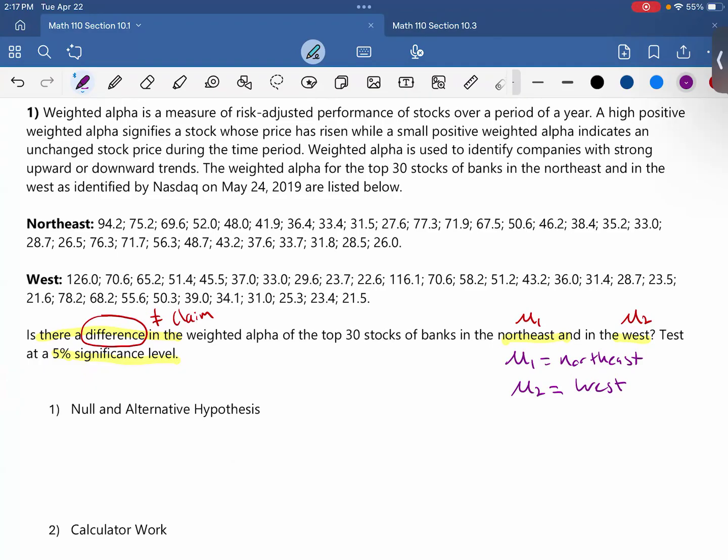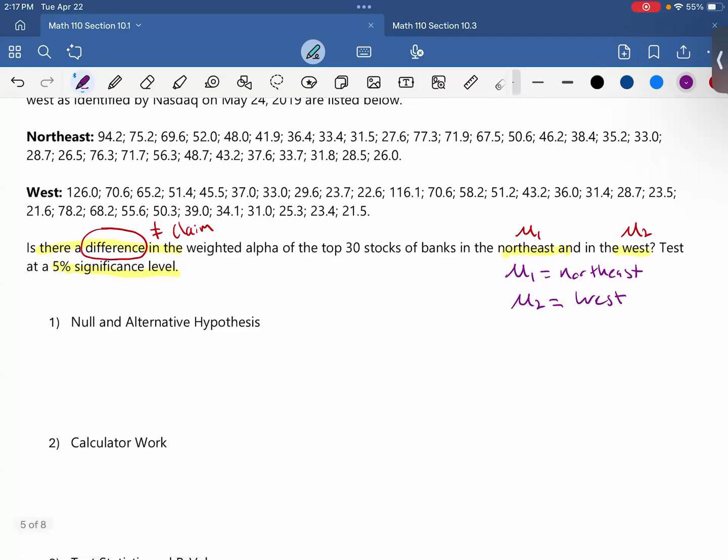Since we have two means and we have a claim, we want to write our hypotheses. In step one, our null and alternative, we know from the question, is there a difference? That means that's our claim. So our alternative hypothesis would be mean one does not equal mean two, and that would be my claim. The opposite is our null hypothesis, meaning mean one would equal mean two. Okay, so that is our hypothesis.